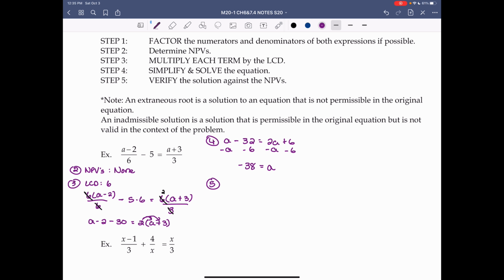Step 5, we need to verify. So first we check that our solution didn't come out as one of the non-permissible values, which it didn't in this case because we don't have any. And the second, we plug it into our original and make sure the left side is equal to the right side. (Negative 38 minus 2) over 6, minus 5, equals (negative 38 plus 3) over 3.